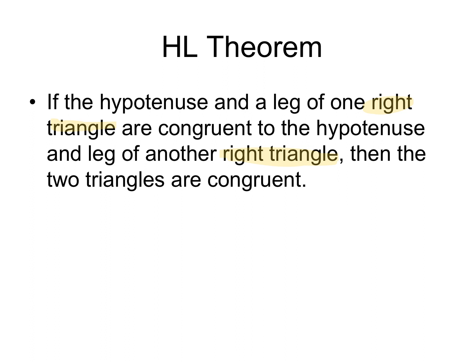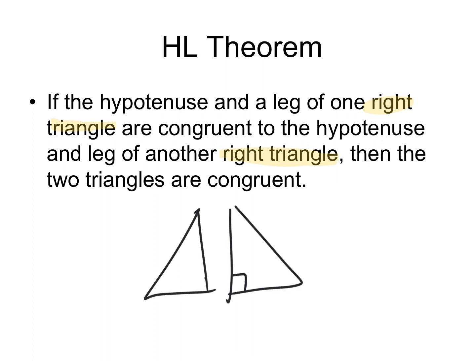For the HL theorem, you could have two triangles right here, and they tell you one leg is congruent, and they tell us the hypotenuse is congruent. Then you're able to say that they are congruent by the HL theorem. But it doesn't matter what leg they give us. We could also have the red leg with the hypotenuse, and it will still be an HL theorem true triangle because we can equate them to each other as they follow the HL theorem.